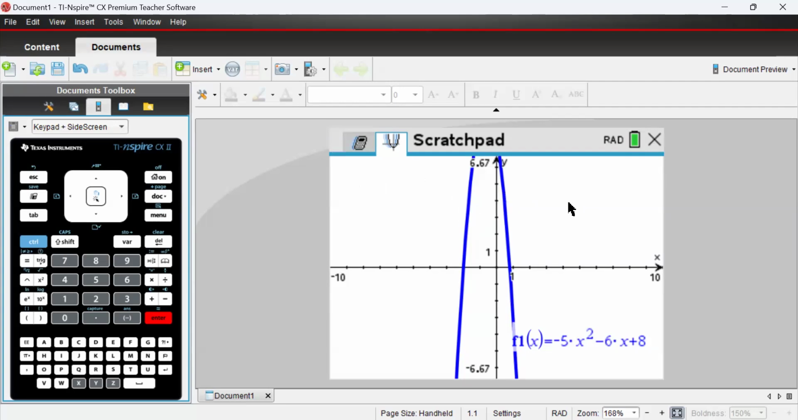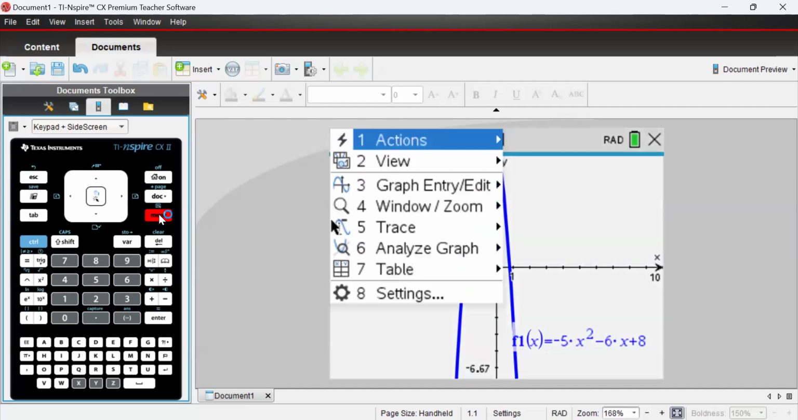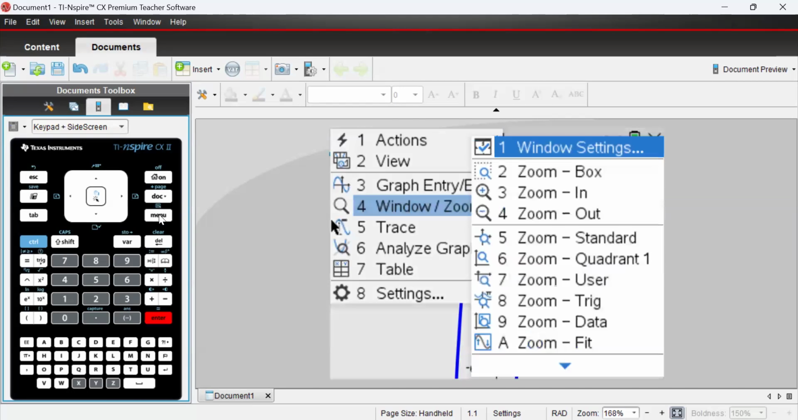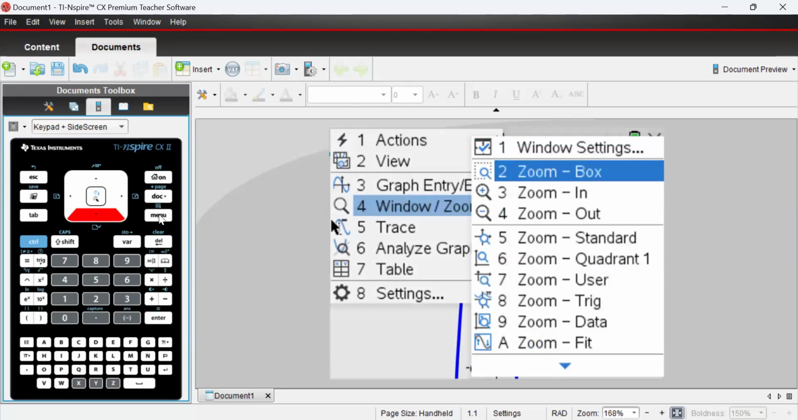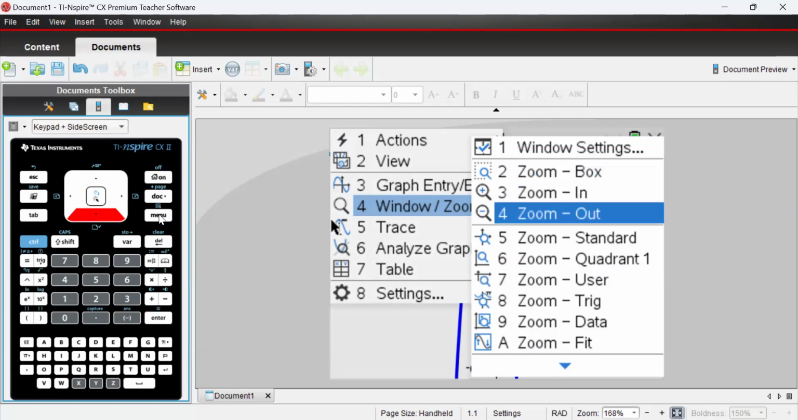So looking at this, does it open up or down? Okay, there's a high point up there. We just can't quite see it. So let's go to menu, window, zoom. You can manually adjust your window and make Y max higher, or you can zoom out.